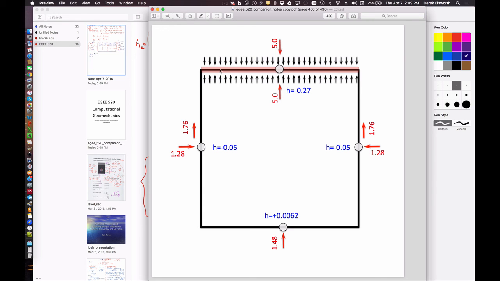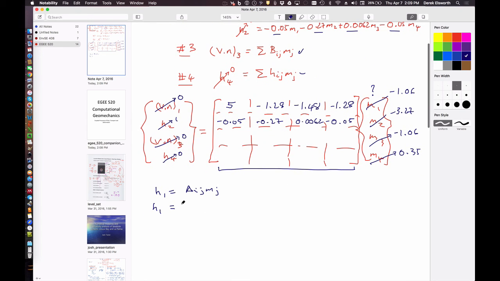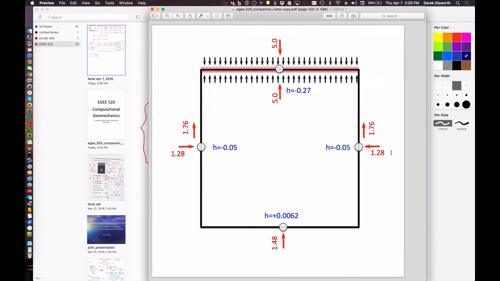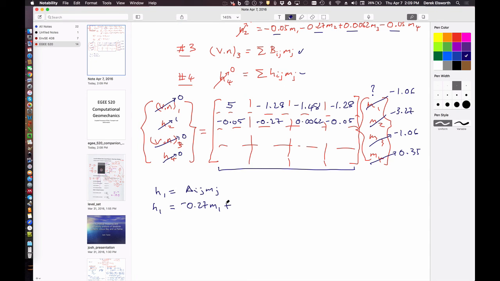So we put the source on here. The self-influence of that source is H is equal to minus 0.27. So this is equal to minus 0.27 times M1 plus, we then put it on here. Its influence is minus 0.05. So it's minus 0.05 times M2.